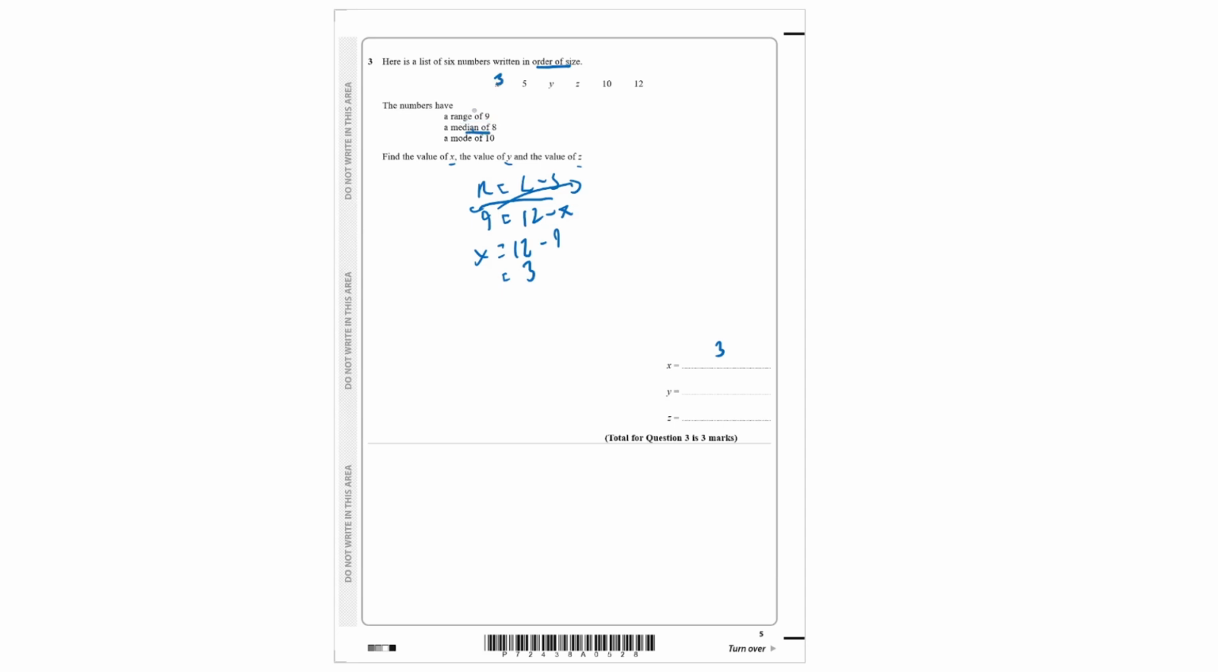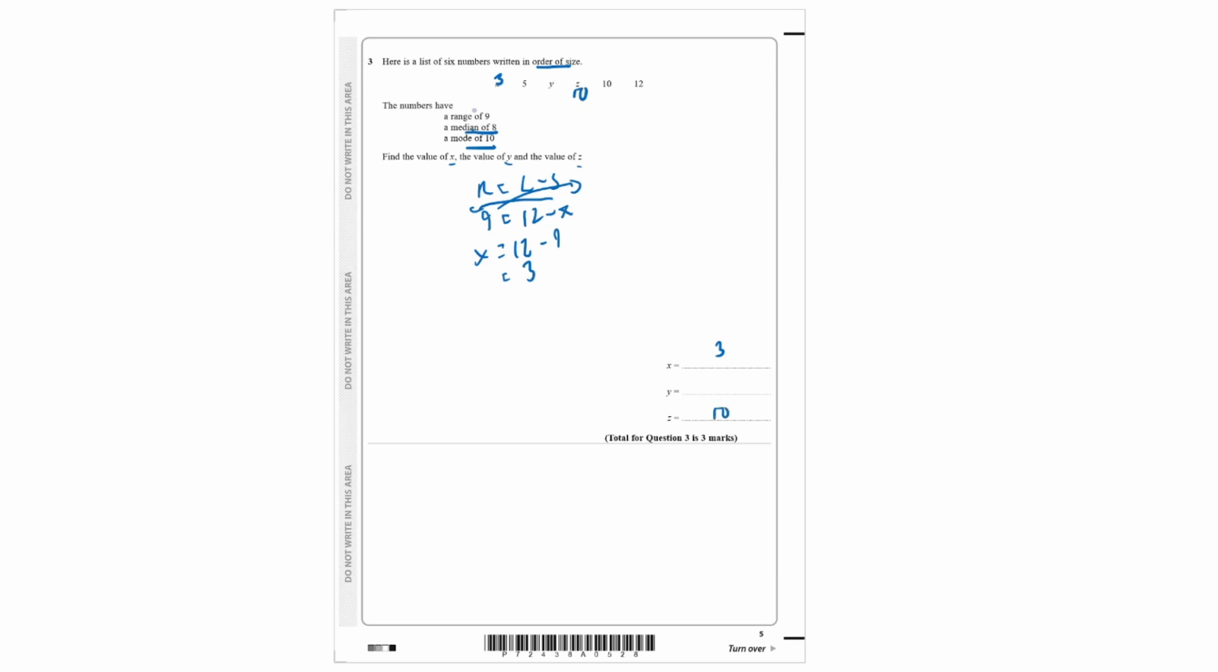Moving on, the median is 8 and the mode is 10. We know that z is greater than y. So that means it has to be 10. Why? Because 10 is the mode, so it has to be repeated at least once. So either y is 10 or z is 10. And since y is smaller than z, then that means z has to be 10. So z will be 10 here.